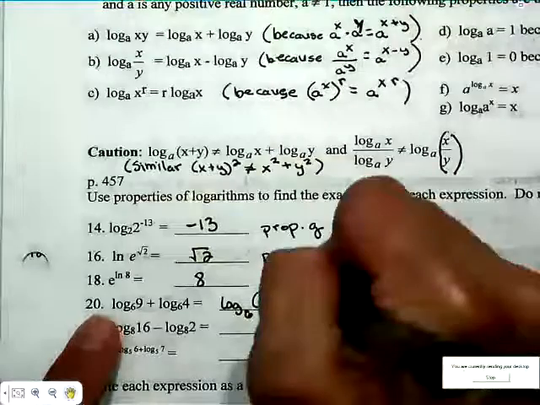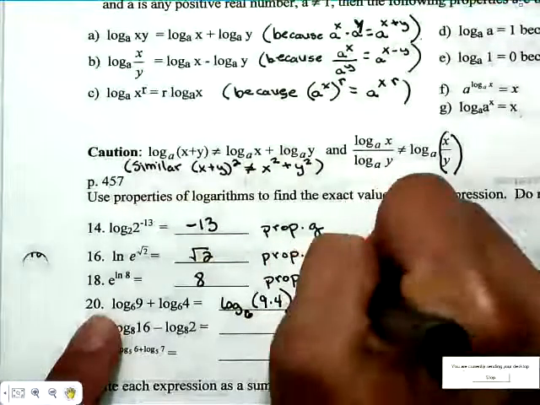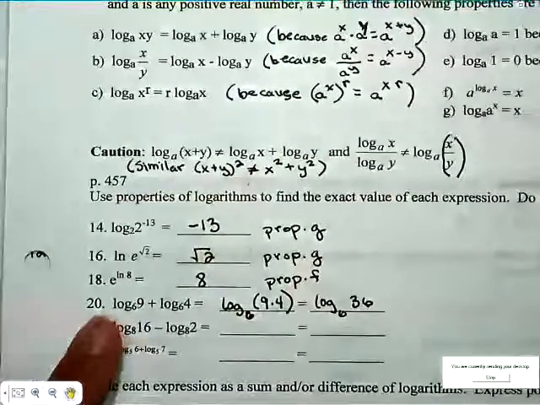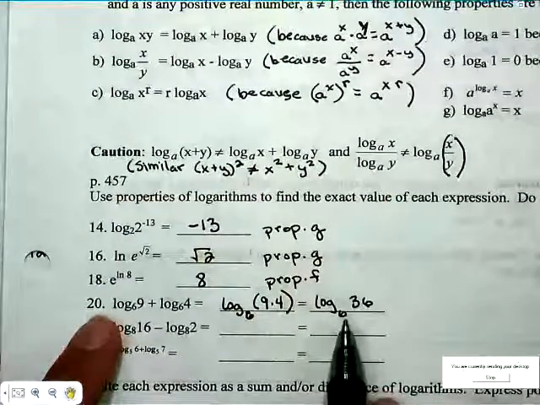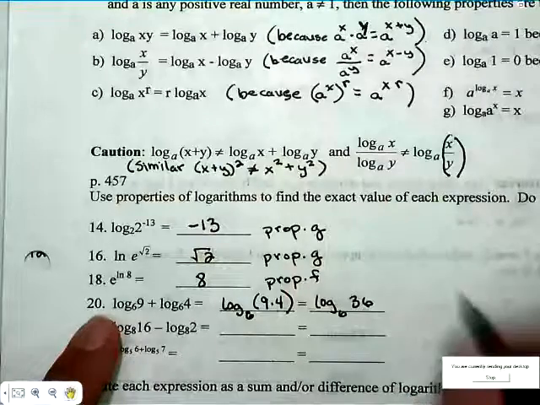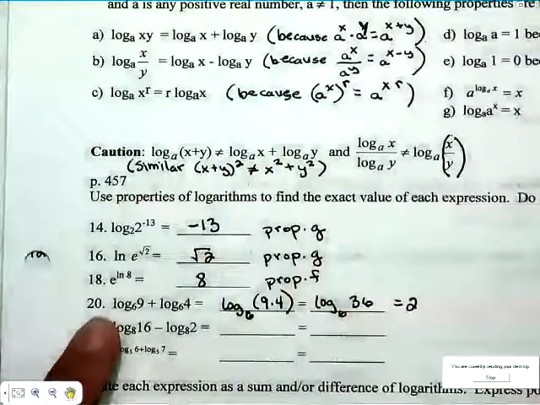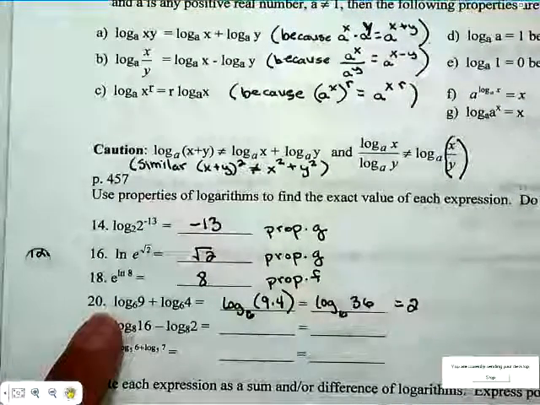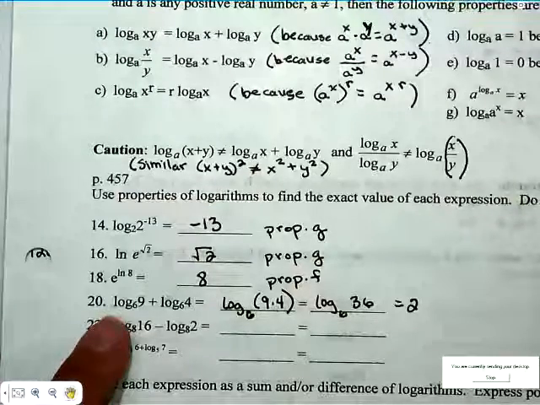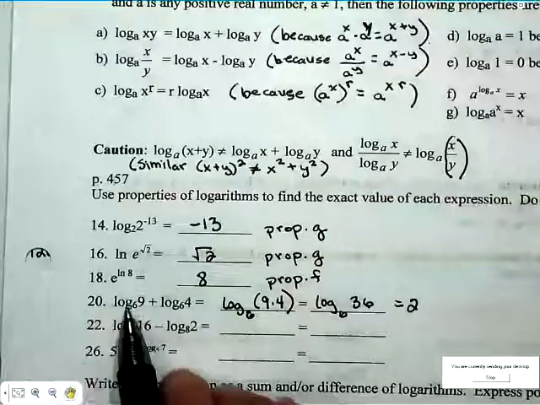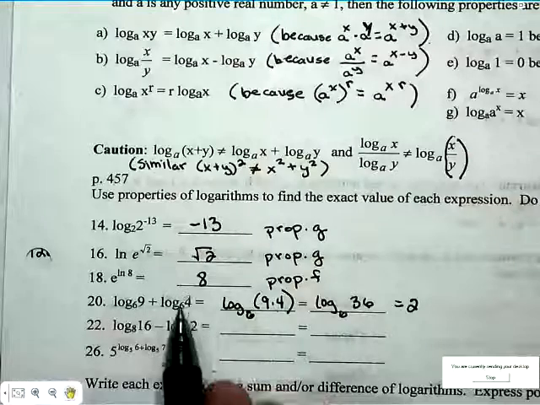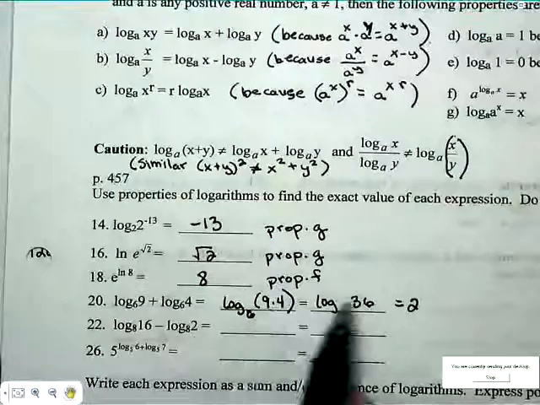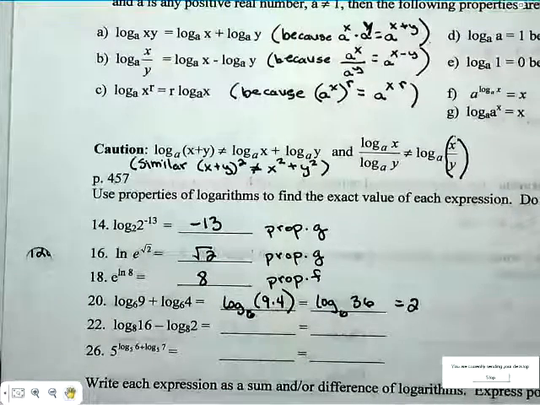That would give me log base 6 of 36. And that is something I can evaluate without a calculator. What's the exponent of 6 that gives me 36? Log base 6 of 36 is 2. So even though we couldn't evaluate either of those terms individually, when we put it back together as a single logarithm, we could evaluate it.